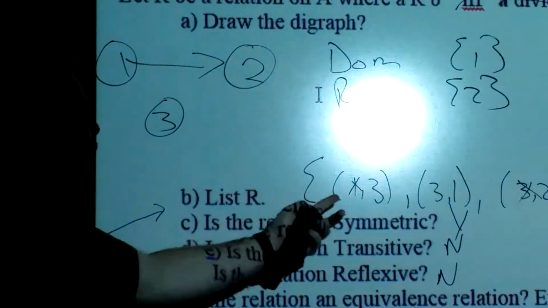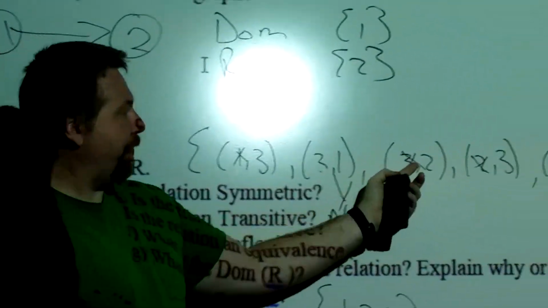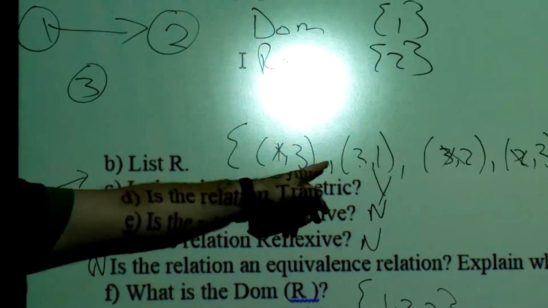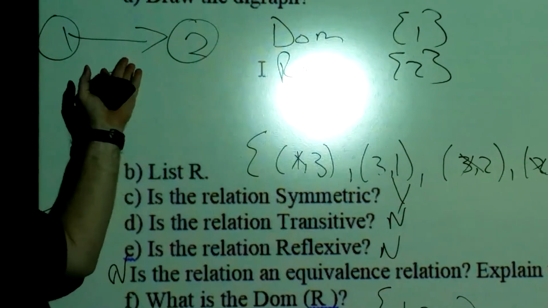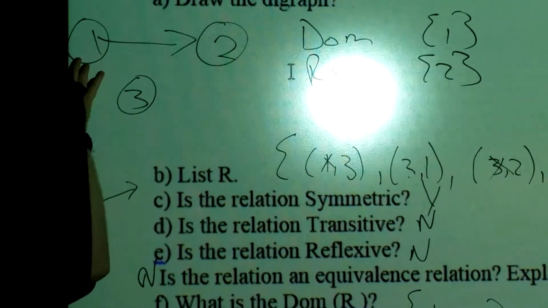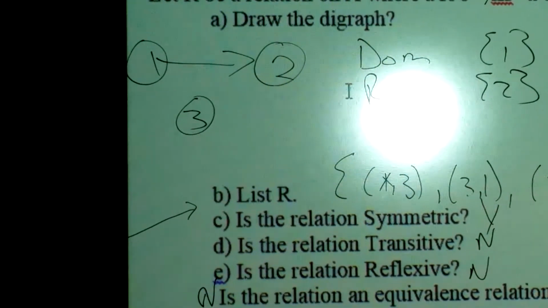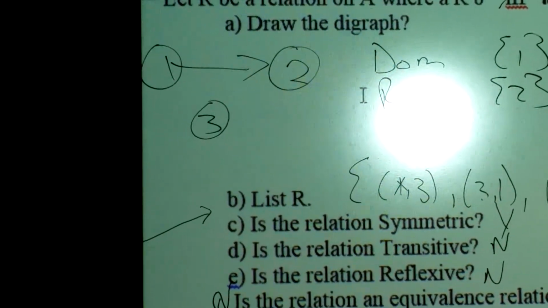The domain is the x values. So on this, the x values are 1, 3, 3, 2, and 2. So you just have to list them once. The range is the y values. So if you're looking at the graph, the domain is what's pointing to something, and the range is what's being pointed at. Awesome, thank you. Any other questions on that?